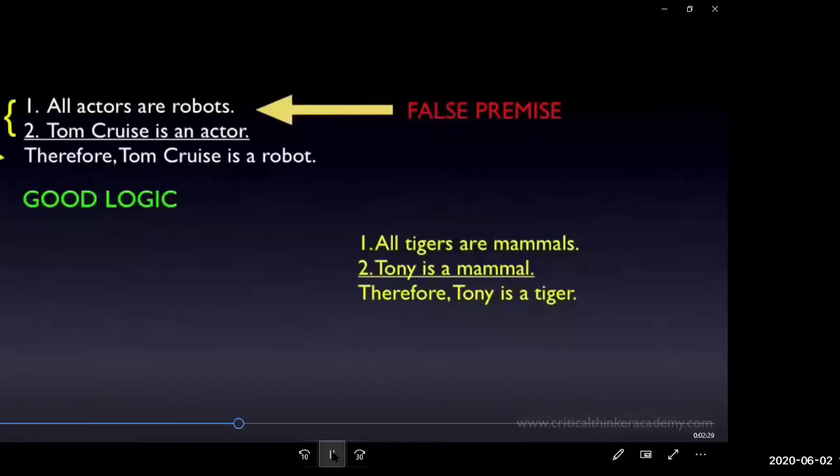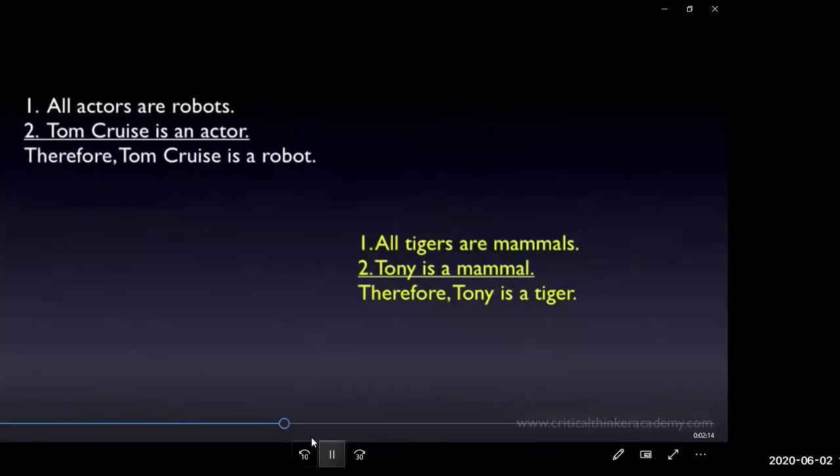But in this case, it's clear that, if the premises of this argument were all true, then the conclusion would have to be true, right? If all actors were robots, and if Tom Cruise is an actor, then it would follow that Tom Cruise would have to be a robot. The conclusion does follow from these premises. Now, let's look at the other argument. All tigers are mammals. Tony is a mammal. Therefore, Tony is a tiger. First question, are all the premises true?